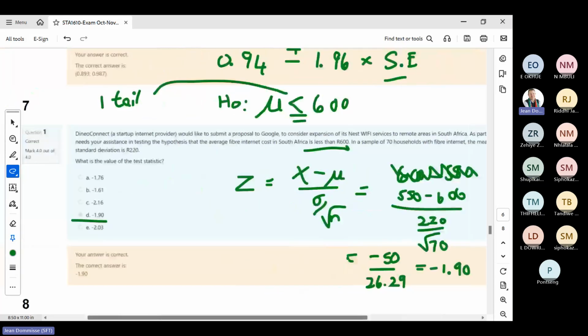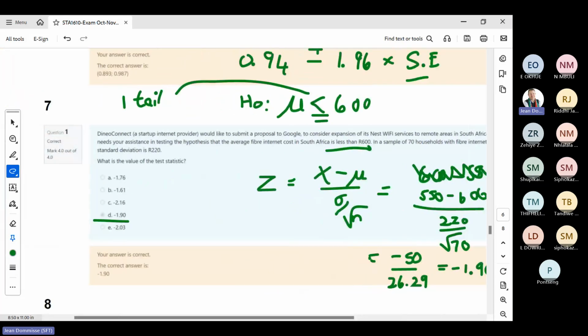So they give you all of this information. They could have said we're testing at a 90% confidence interval or whatever. And then instead of the test statistic, they could have asked you what's the value of a critical value. So they can give you all the information. You work out the T-stat, but they could have asked differently.